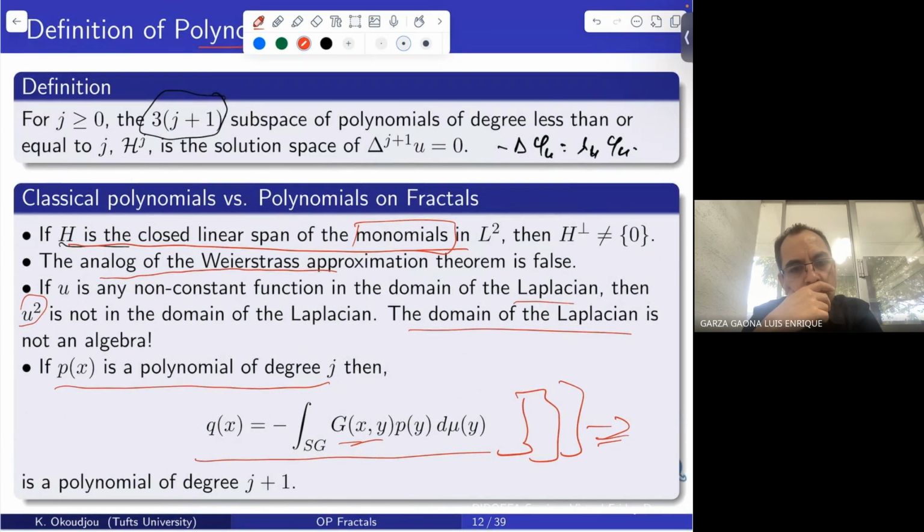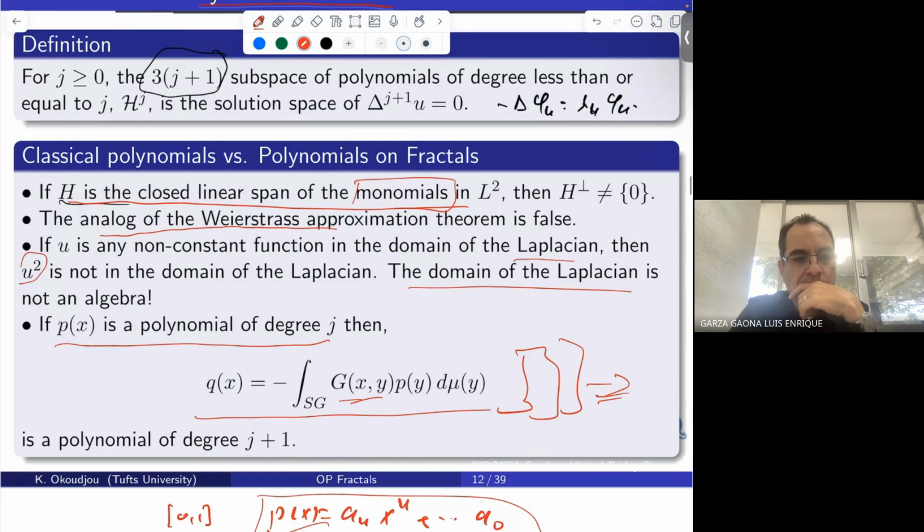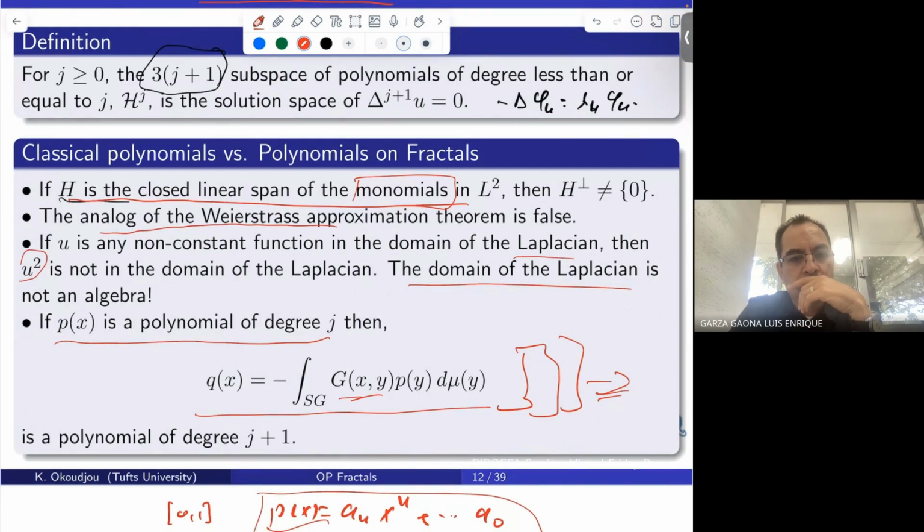So I've defined the notion of polynomial. I've defined the space of polynomials of a given degree. It's a finite vector space of dimension 3 times j plus 1. I've told you that if I take the set of polynomials and look at the closed linear span, it is not dense. The Weierstrass approximation theorem is not going to hold. Multiplication is not allowed in the domain of a Laplacian here. So in particular, I cannot multiply two of these polynomials to get a polynomial of higher order. The way to get a polynomial of higher order is to integrate against the Green function, and we have to keep doing this over and over again.